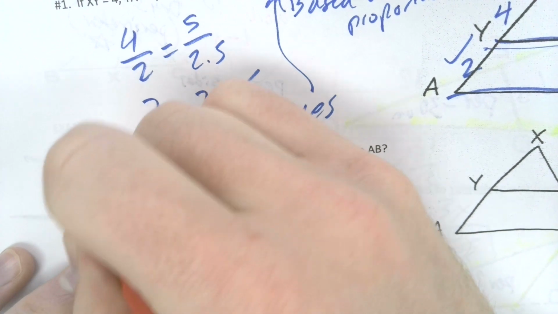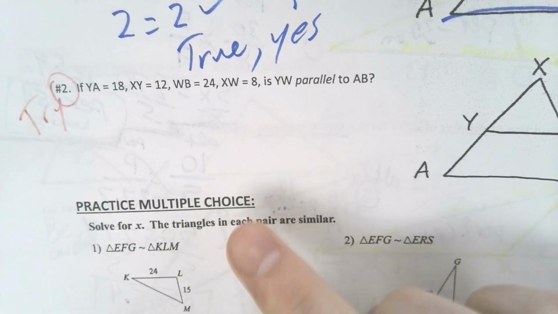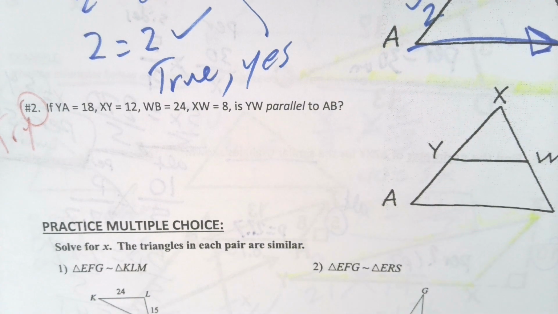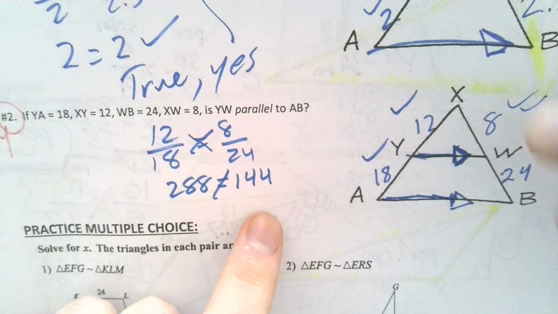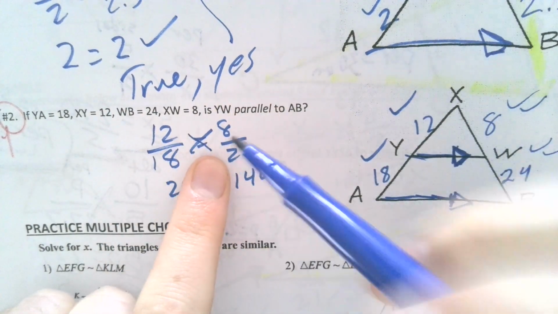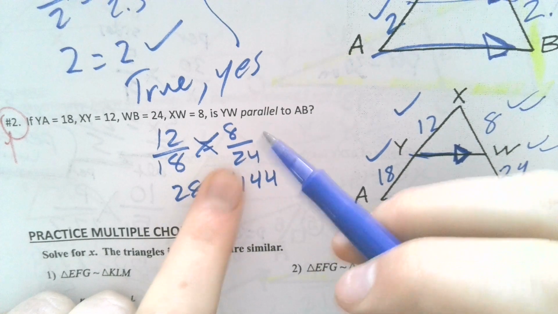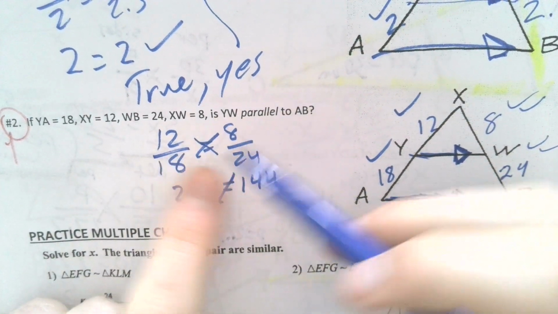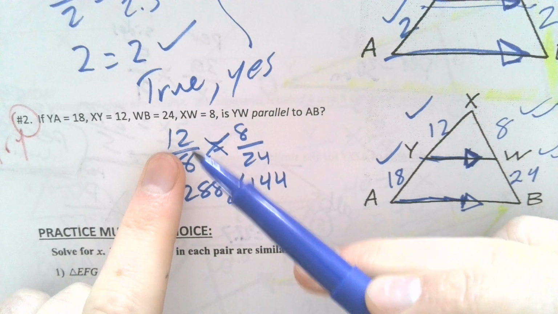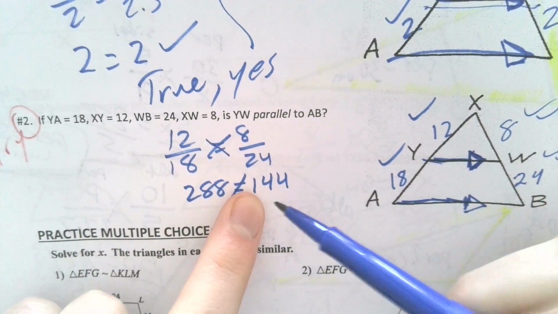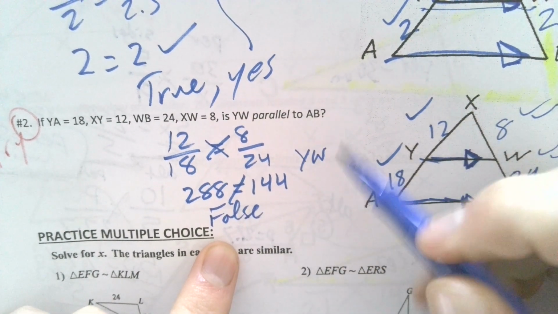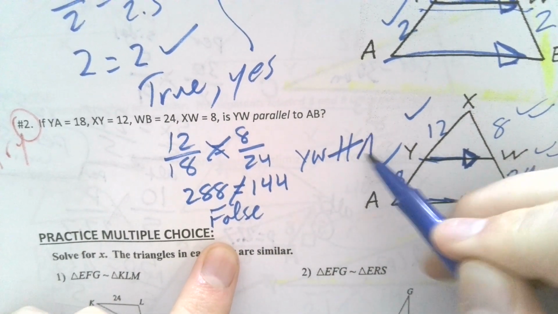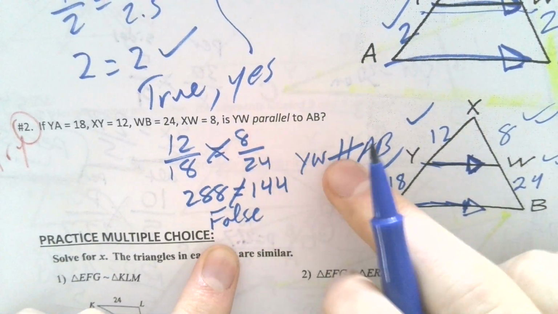All right, I'm going to let you guys try number 2. And we will be done after we get some practice multiple choice for you guys to work on. So try number 2 for me. Go ahead and pause and try. You can see on this one that after I lined up our proportions, I actually cross multiplied because these fractions weren't quite as easy. I mean, they're still pretty easy to reduce, but not quite as easy as up here. So I just went ahead and cross multiplied and got 288 equals 144, which is false. So YW is not parallel to AB.